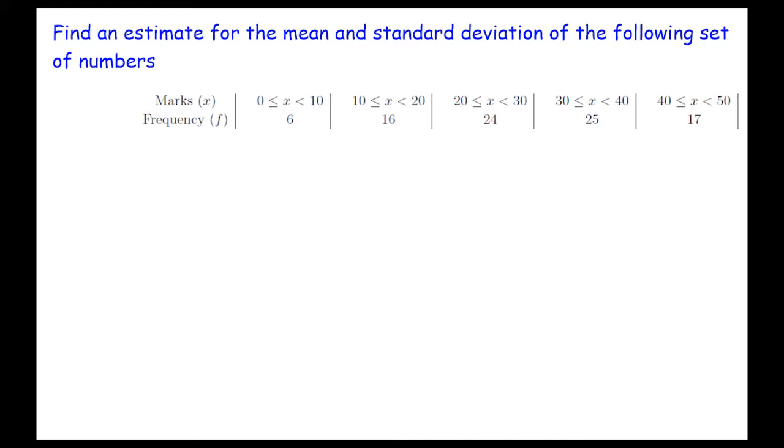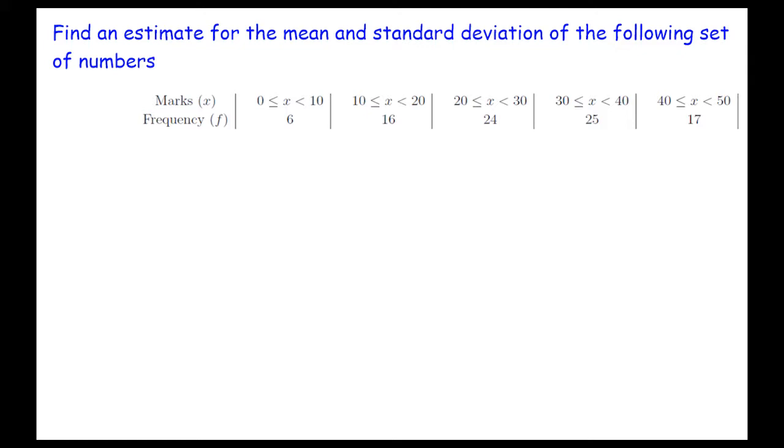Okay, so today we're going to look at how to find the mean and standard deviation from a grouped frequency table. So here we can see we have some data that has been grouped in intervals 0 to 10, 10 to 20, 20 to 30, 30 to 40, and lastly 40 to 50.